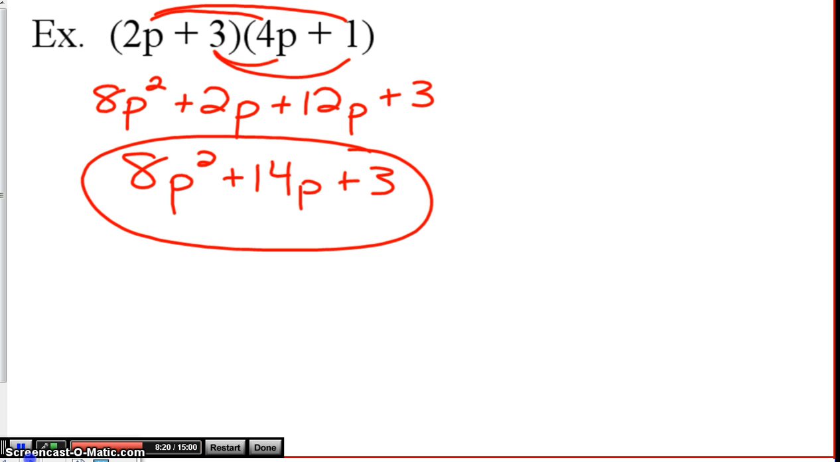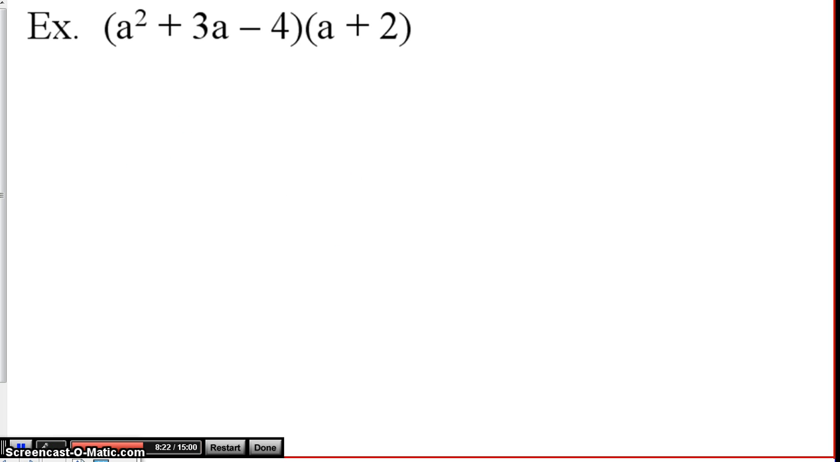Let's do one more example. This time we have a trinomial multiplied by a binomial. So you have to take every single term in your first parentheses and multiply it by every term in the second parentheses. So we're going to start with our a squared. A squared times a, a squared times 2. So a cubed plus 2a squared.